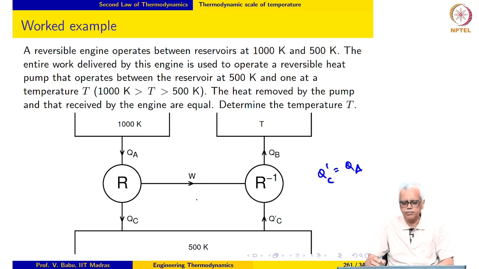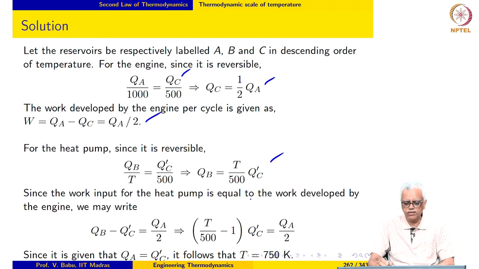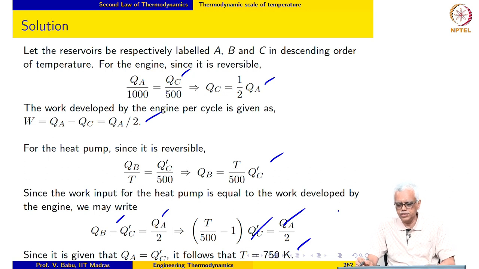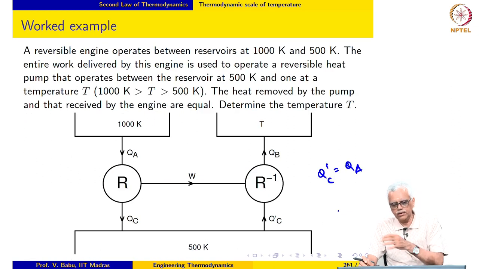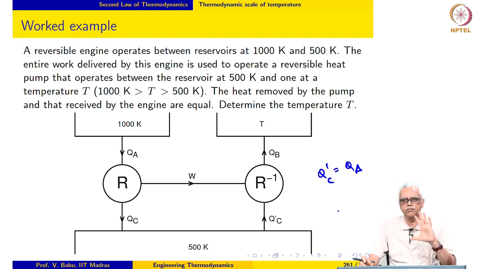Notice that all the work that is developed by the engine is used to drive the heat pump. So, since the work developed by the engine is entirely used for running the heat pump, you may equate the expression for work for both. This is the work for the heat pump, this is the work for the engine. So, we equate this, and it is given further that QA is equal to QC prime. We can get the intermediate temperature T to be 750 Kelvin from this. Note that once the block diagram is drawn, the analysis actually becomes easier.